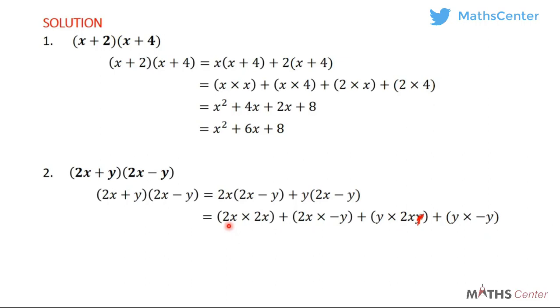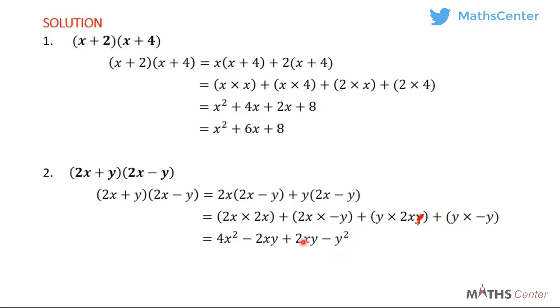Then let's continue. We know that 2x times 2x is going to give us 4x squared. Once again, if you watch the video on multiplications of algebraic expressions, you understand why 2x times 2x is going to give us 4x squared. Then move on to the next bracket. The next bracket is going to give us 2x times minus y. We know that that's going to give us minus 2xy. Then the next one, we have y times 2x, and we know that that's going to give us plus 2xy. Then y times minus y is going to give us minus y squared.